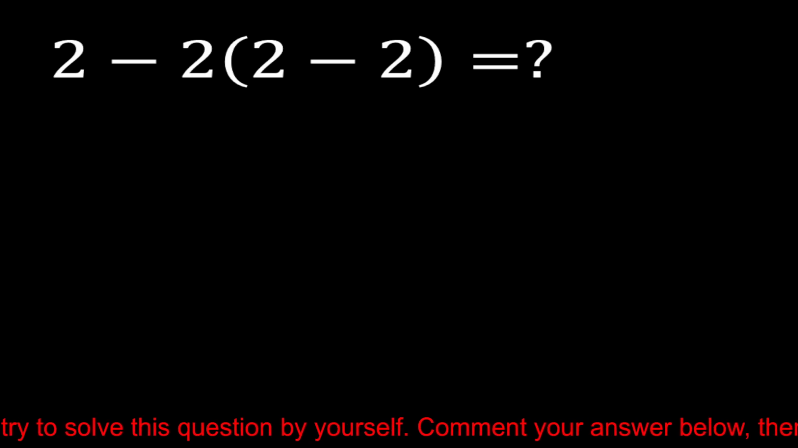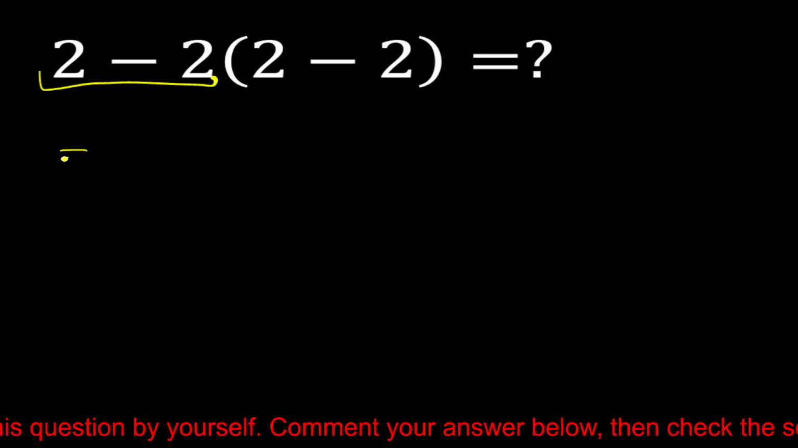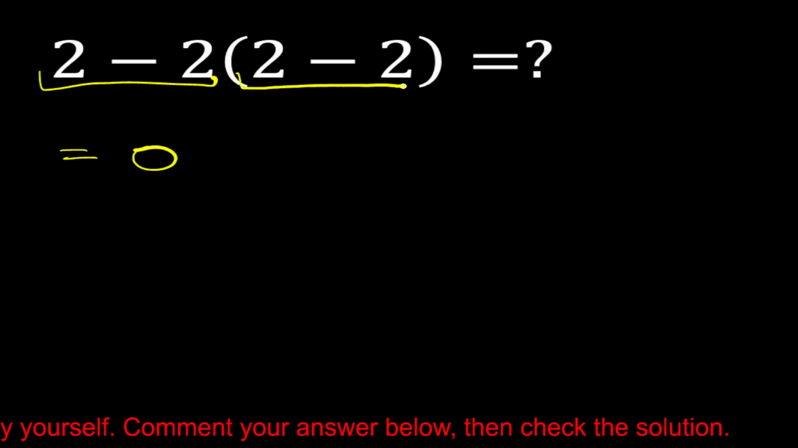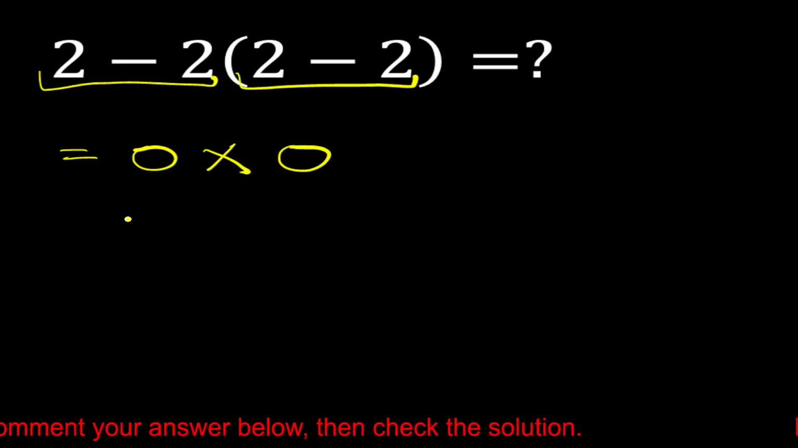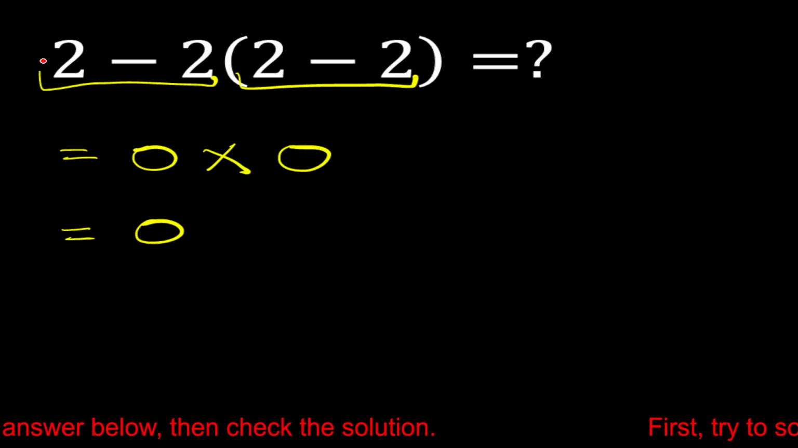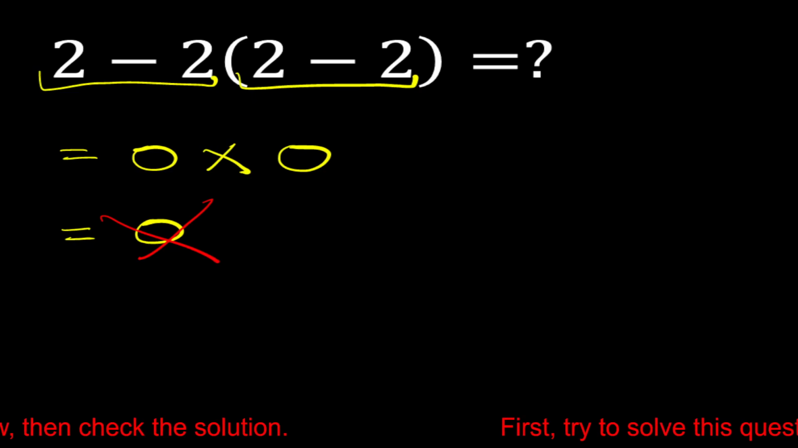So 2 minus 2 is equal to 0. Then again 2 minus 2 is equal to also 0. Now 0 multiplies 0 is equal to 0. But this answer is not correct. This answer is completely wrong.